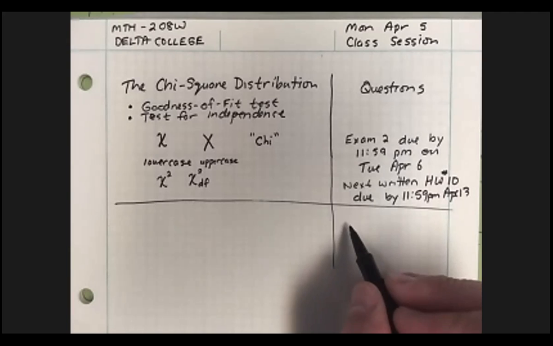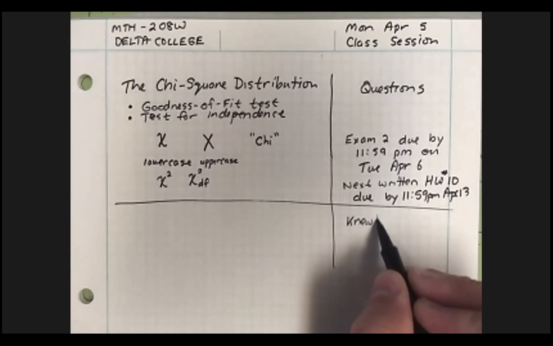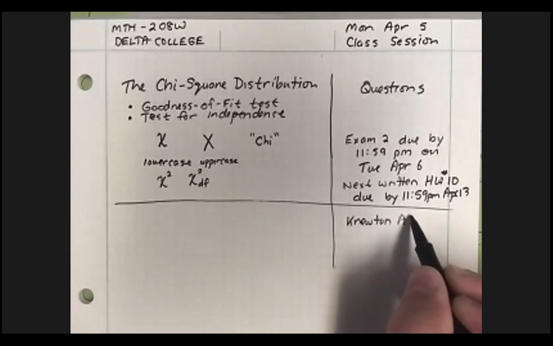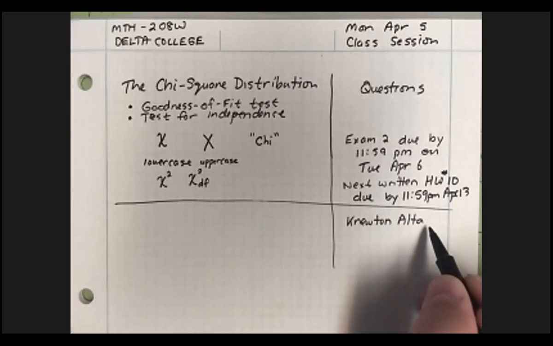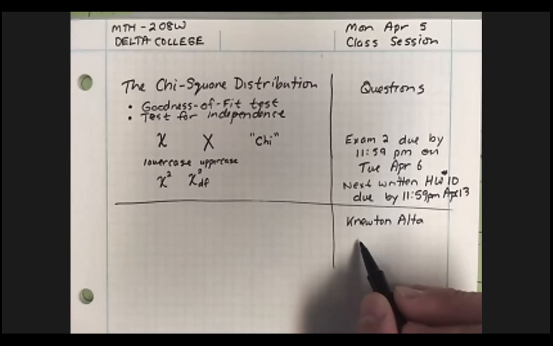Okay, one more reminder. The Newton Alta assignments that you've been working on this semester do have a final due date because you're coming up against the end of the semester, maybe sooner than you expect.